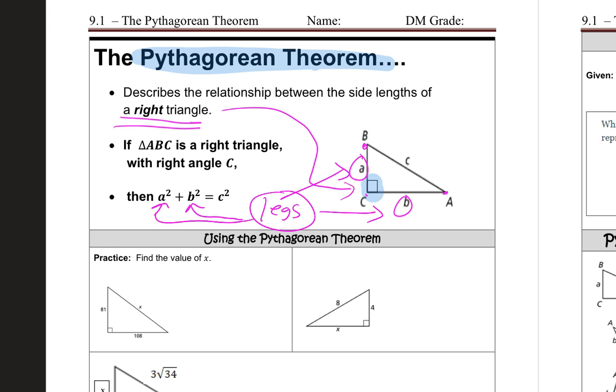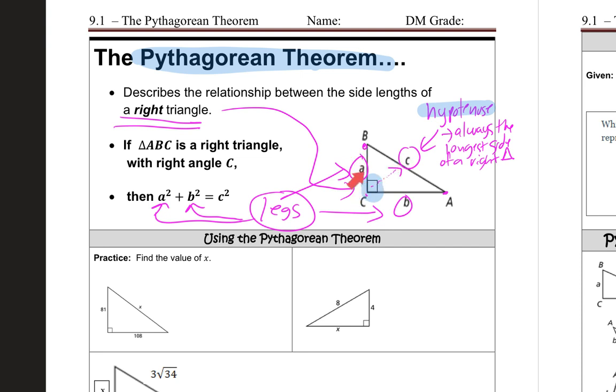This one, which is across from the right angle, is called the hypotenuse. And that's always the longest side of a right triangle. It's always the longest side of a right triangle. If we just shot an arrow out from the right angle, it goes like that.